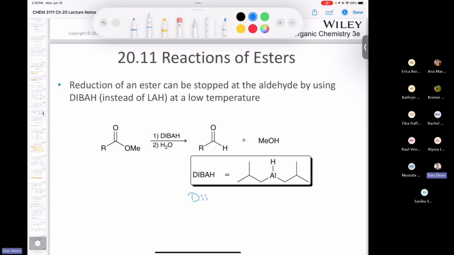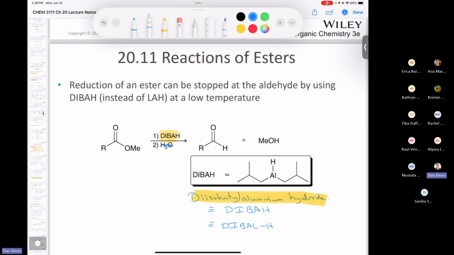So it's diisobutyl, there are two isobutyl groups, aluminum hydride. Diisobutyl aluminum hydride, we use DIBAH, which is funny because when I was a student, they called it DIBAL, but we're going to use DIBAH. Sometimes they also call it DIBAL-H. It's got a couple of different names, but this is the one that's used in our textbook. Okay, diisobutyl aluminum hydride. So it's a weaker reducing agent, and so after treatment with water.